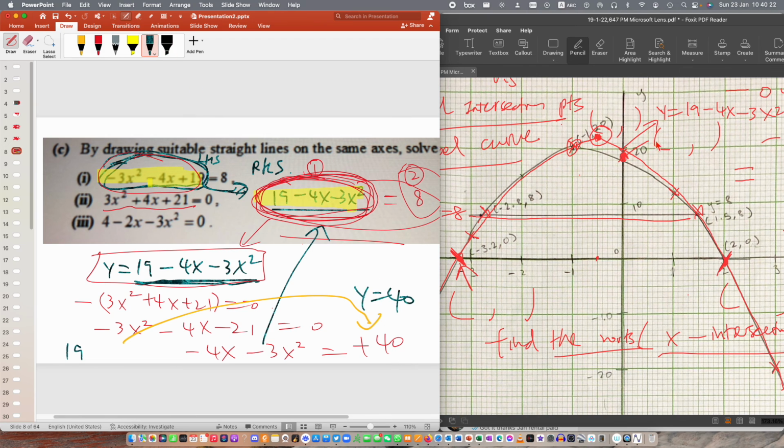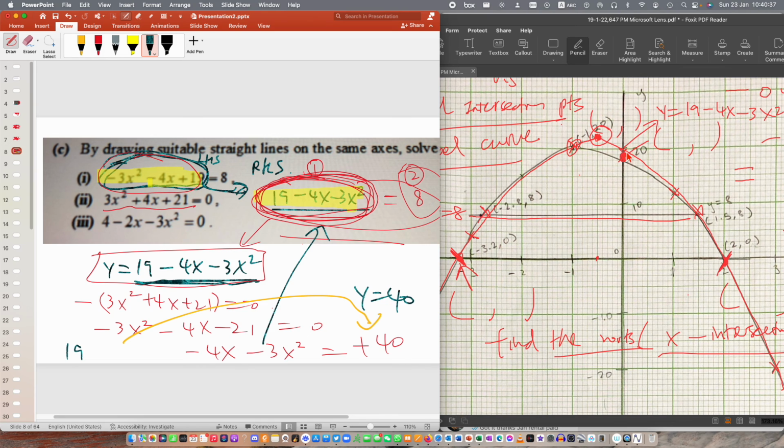So you just draw your y equals to 40. Okay, so you have to extend this. I think there are no roots, right? They don't cut each other, right? So that's the answer. No root.